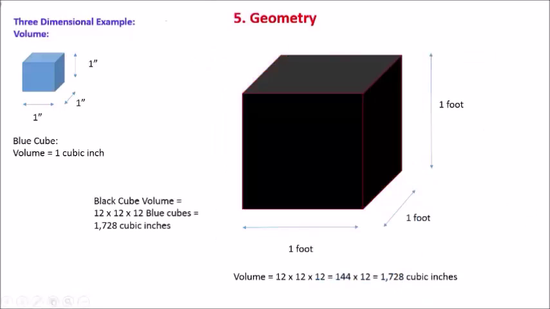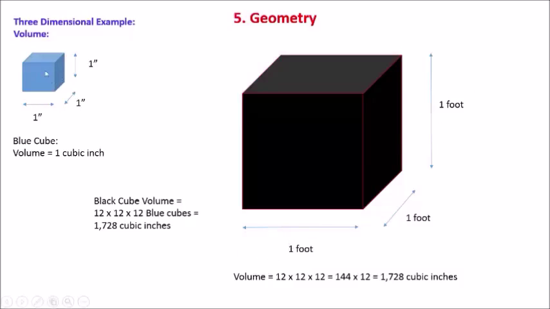So let's say that I still have this 1 cubic inch, the blue cube. Then I have this big black cube, and every side of the black cube is exactly 1 foot, okay? So this is 1 foot, and this is 1 inch. If you want to find the volume of the black box in terms of cubic inches, you need to convert this 1 foot to 12 inches, right? So the length is 12 inches, width is 12 inches, height is 12 inches.